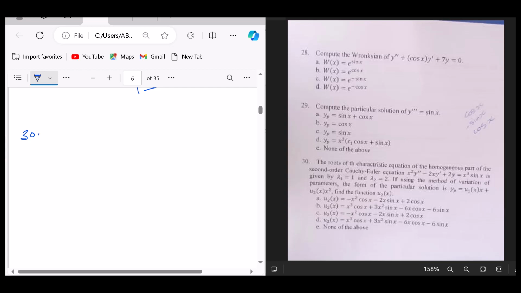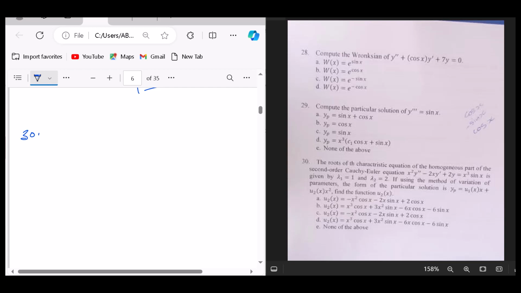We are saying that the roots of the characteristic equation of the homogeneous part of the second order Cauchy-Euler equation x squared y prime prime minus 2xy prime plus 2y equals x cubed sin x are given by lambda 1 equals 1 and lambda 2 equals 2. If using the method of variation of parameters, the form of the particular solution is y of p equals u1 of x times x plus u2 of x times x squared. Find the function u2 of x. So this one, it is simple.